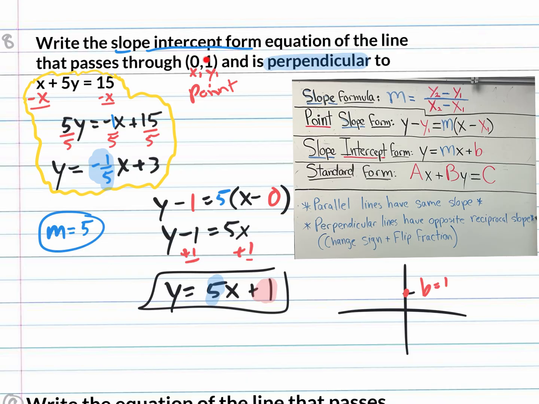This is not going to happen often. This is very rare. The point that they give you happens to be, luckily, the b value, the y-intercept. So if you know your m and you know your b, you could write y equals mx plus b. Y equals 5x plus 1. Cool? All right. Let's do another.